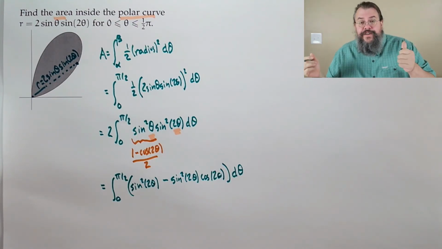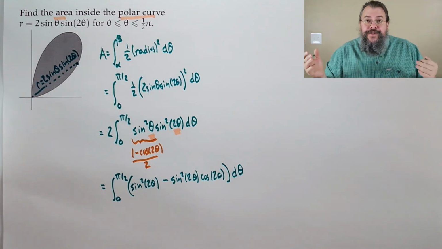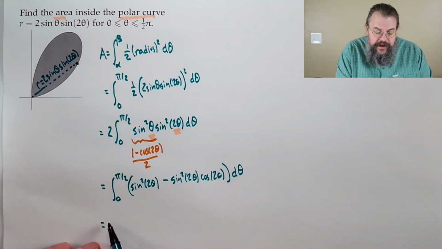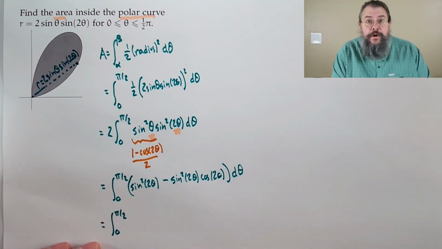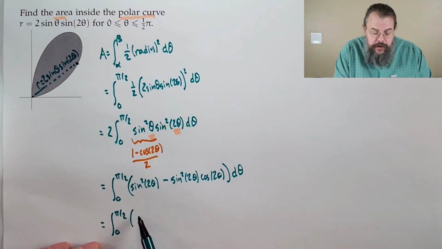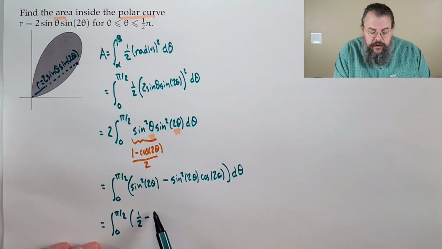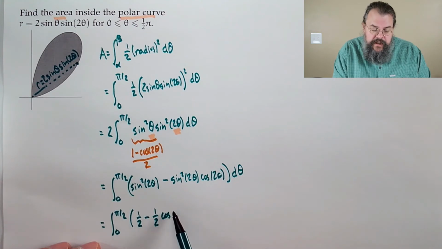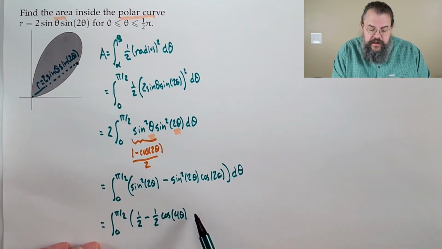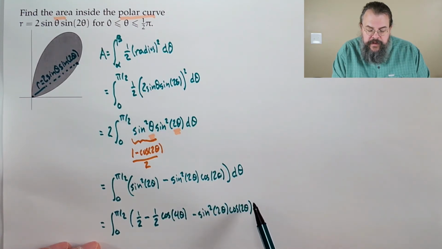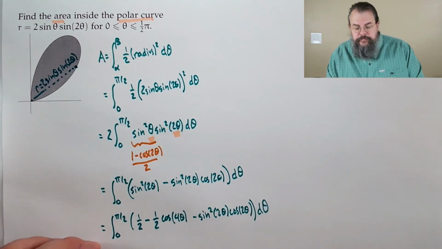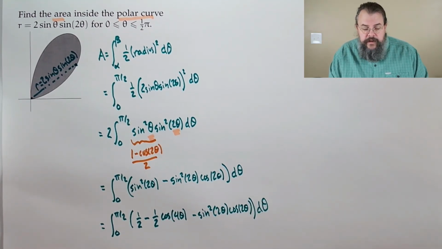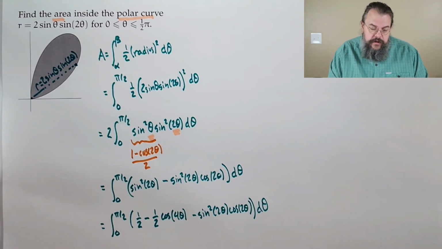Life is good. The first term, we're like, hey, power reduction was so nice. Let's do it twice. We can't integrate sine squared, but we can replace sine squared by 1/2 minus 1/2 cosine of double that angle, which would make that 4 theta. And then we have the part on the end, sine squared of 2 theta cosine 2 theta d theta. All right, well, let's see what we get.